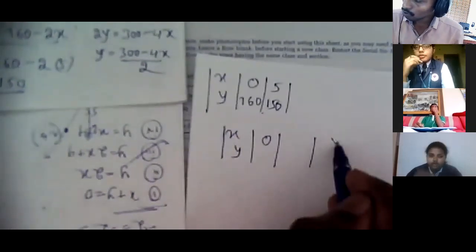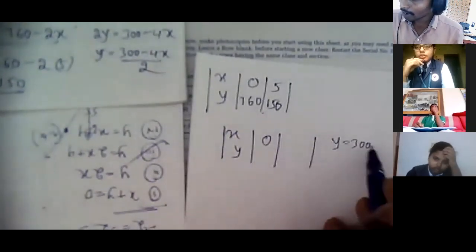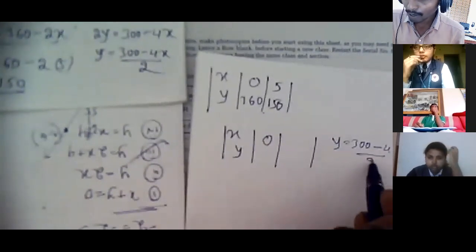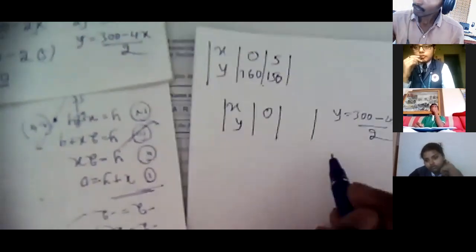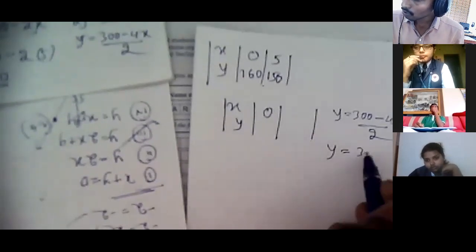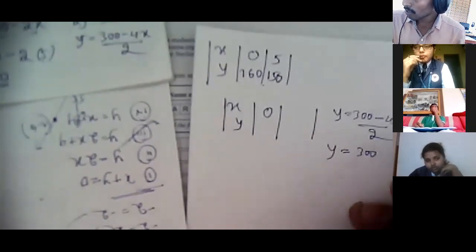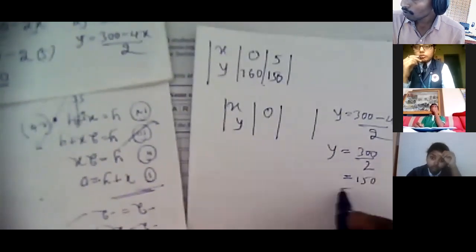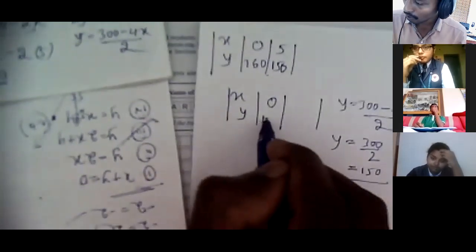y is equal to 300 minus 4 into 0 divided by 2. Therefore, y is equal to 300 minus 0, which is 0, divided by 2. 300 by 2 is 150. Therefore, y is 150.